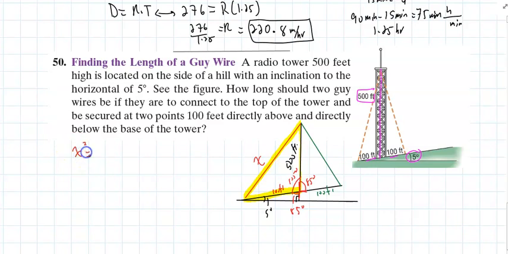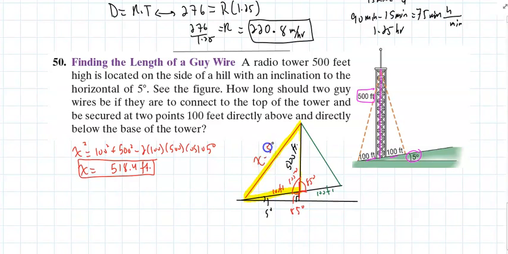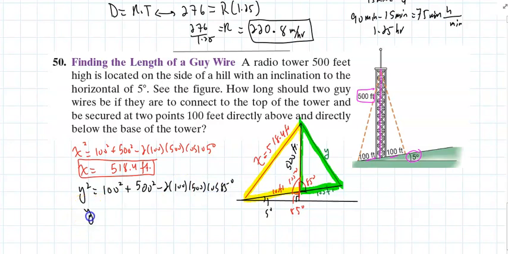So, if I'm looking at this triangle, I could say x squared is 100 squared plus 500 squared minus twice 100 times 500 times the cosine of 105 degrees. And that means x would be 518.4 feet. So I know this is 518.4 feet. And if I call this side y, looking at this triangle, I know that y squared equals 100 squared plus 500 squared minus twice 100 times 500 times the cosine of 85 degrees, and that would tell me that y equals 501.3 feet.